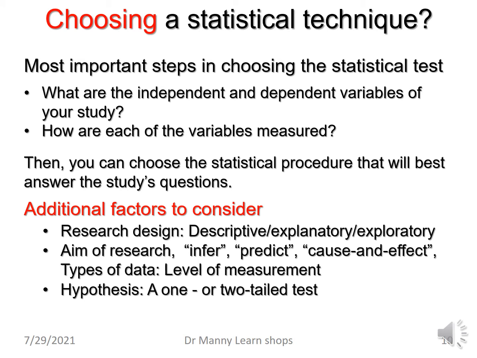When choosing a statistical technique, the most important steps are to consider what the independent and dependent variables of the study are. How are each of the variables measured? And then you can choose the statistical procedure that will be best to answer the study questions. Additional factors to consider are the research design, the aim of the research, the types of the data, and the hypothesis.